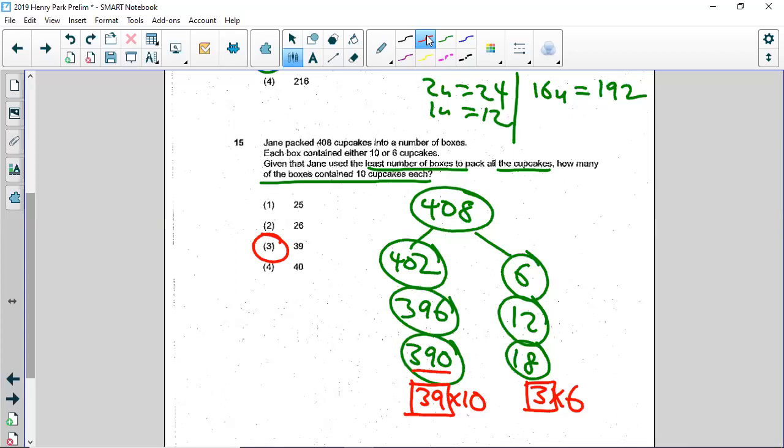All right. So how to get the least boxes? You have to put as many cupcakes into boxes of 10, and then you will have the least number of boxes. Question 16. Let's go to question 16, let's move on.